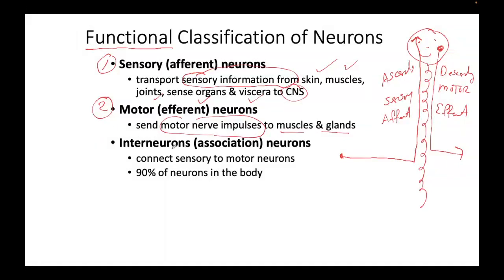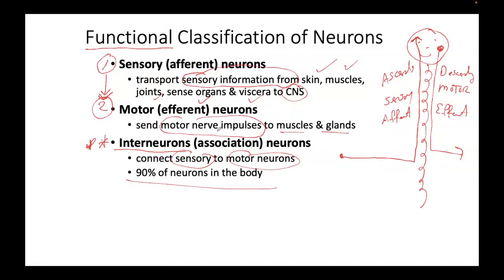Now, there is a connection between the sensory and the motor, right? Sensory has to come in and there's got to be a motor command. So they have to talk to one another. The connection between the sensory and motor is called an interneuron or an association neuron. They're going to connect the sensory to the motor. And 90% of the neurons in the body are going to be interneurons or association neurons.